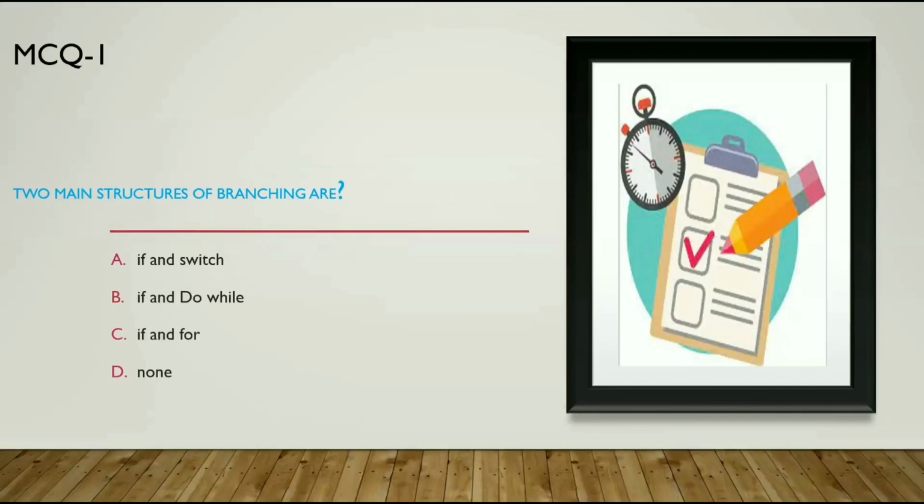Let's see some multiple choice questions based on the concepts. The first question: the two main structures of branching are: first option, if and switch; second option, if and do while; third option, if and for; and fourth option, none. Just think for 2 minutes and then go forward.